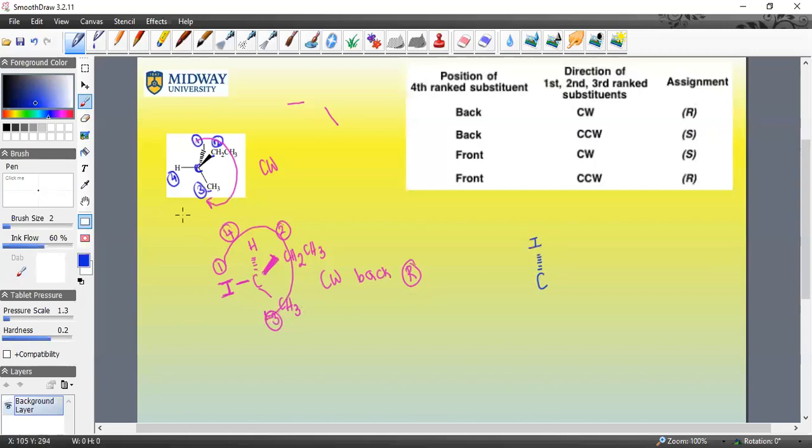And instead of the hydrogen, we're going to swap the second highest priority, which is in the front position. We're going to bring that over here and move the hydrogen to the front position. All right? And then our CH3.